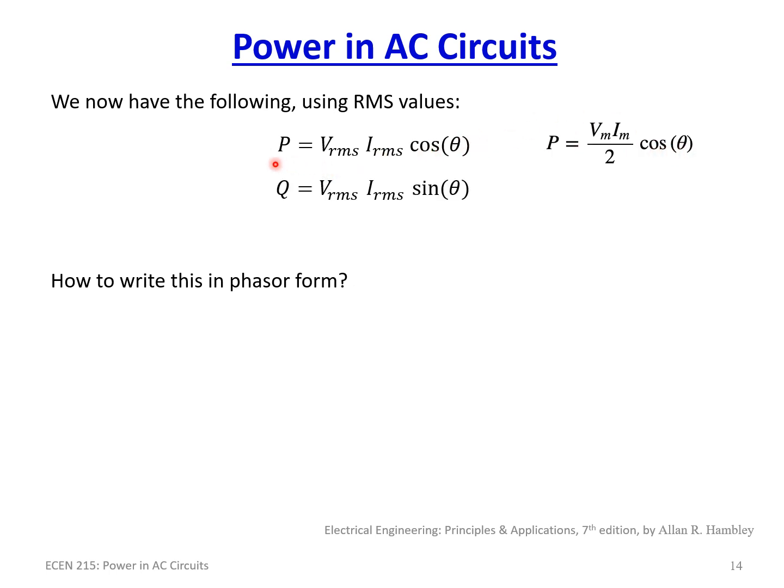And we also have that the reactive power Q is V_RMS I_RMS sine of theta. And of course, you could also write it as Q is equal to V_m I_m over 2 sine of theta as well. This also applies, where theta, again, is the net difference between the phase angles of the voltage and the current.